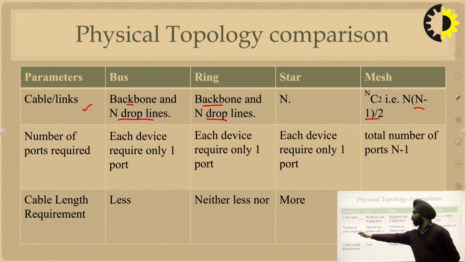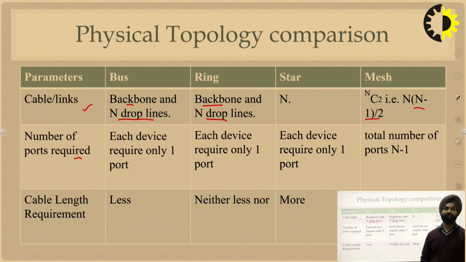The number of ports required is another cost of network establishment. For the bus topology, each device requires only one port. For the ring topology, again we require only one port, because only one connector is required from the main bus to the device. Again, for the star, each device requires only one port connector. Mainly, more ports are required for the central connector.